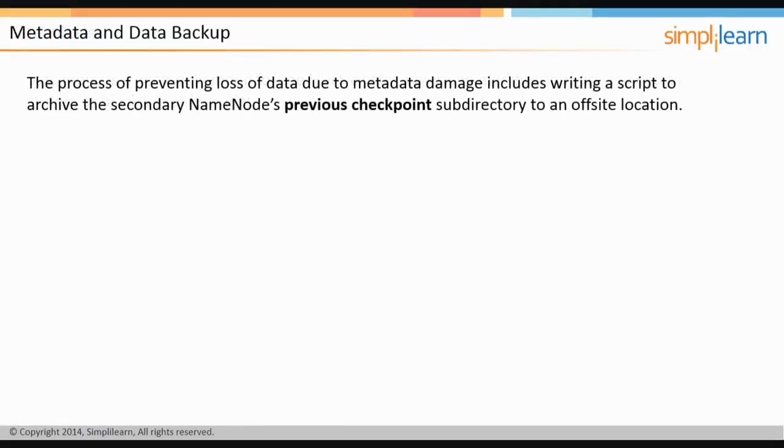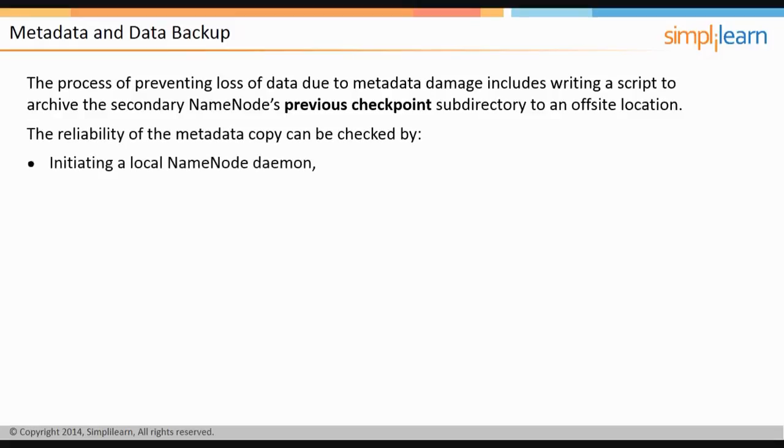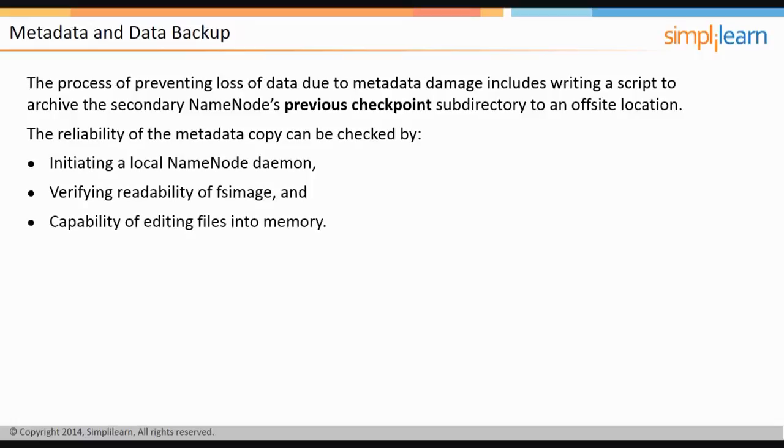Data backup is a part of the routine administration process. It is important as it prevents loss of data in case of metadata damage. The process is carried out by writing a script to archive the secondary Namenode's previous checkpoint subdirectory to an offsite location. The reliability of the metadata copy can be checked by initiating a local Namenode daemon and verifying its readability of the FS image and its capability of editing files into memory.